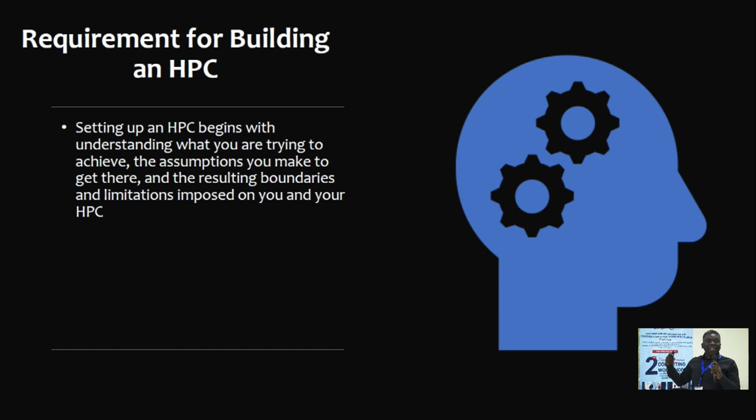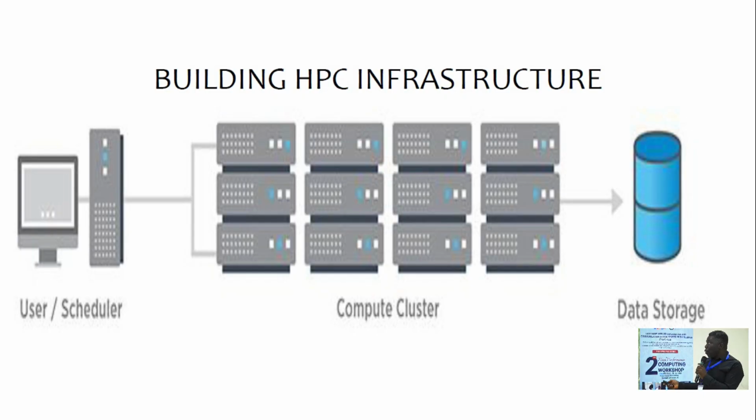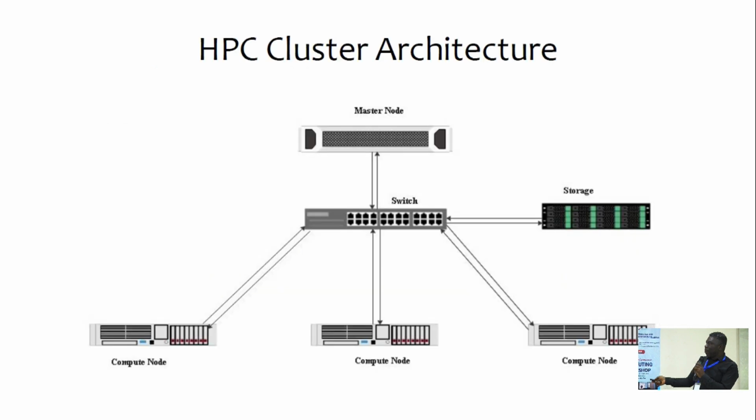So these are things that will determine what kind of infrastructure and what kind of application you are going to use to build your infrastructure. But we know that there are some basic things that make up high performance computing in terms of the hardware. Like I've said before, your storage, your compute cluster, and then a few other things.